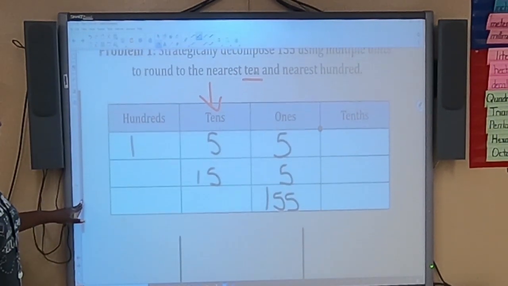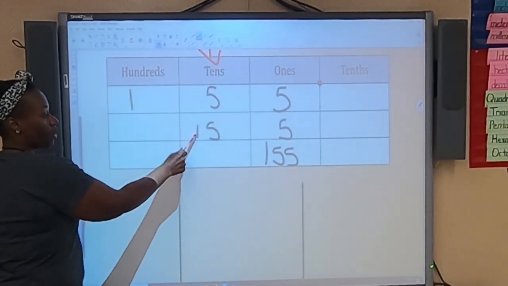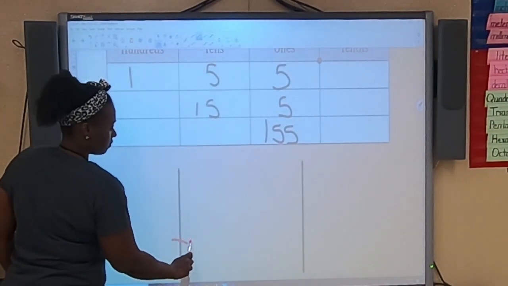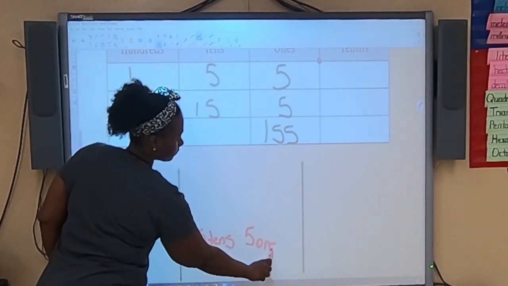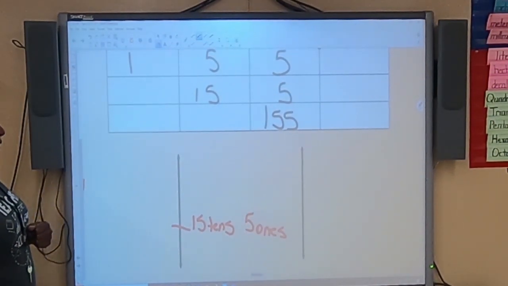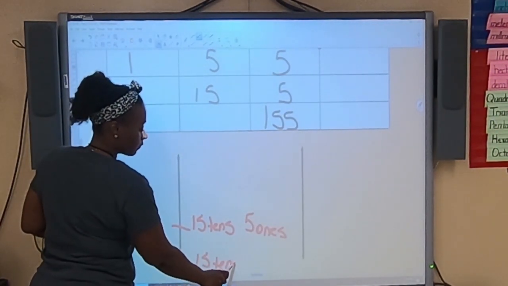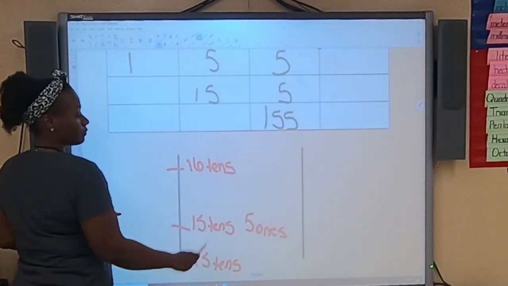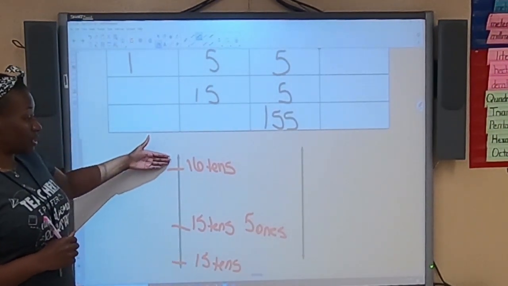So on my number line, I'm going to write what I've decomposed, which is 15 tens, 5 ones. Okay? Now, remember that's our exact. We're trying to round. So when we round, we're either going to go down to 15 tens or we're going to go up to 16 tens. So either my answer is going to be 15 tens or 16 tens.